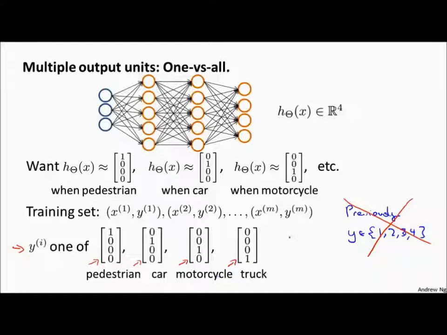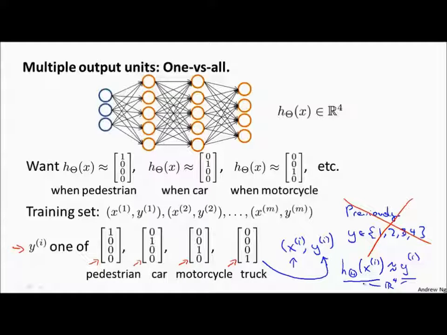And so one training example will be one pair x_i, y_i, where x_i is an image with one of the 4 objects, and y_i will be one of these vectors. And hopefully we can find a way to get our neural network to output some value so that h of x is approximately y. And both h of x and y_i, in our example, are going to be 4-dimensional vectors when we have 4 classes. So that's how you get a neural network to do multi-class classification.